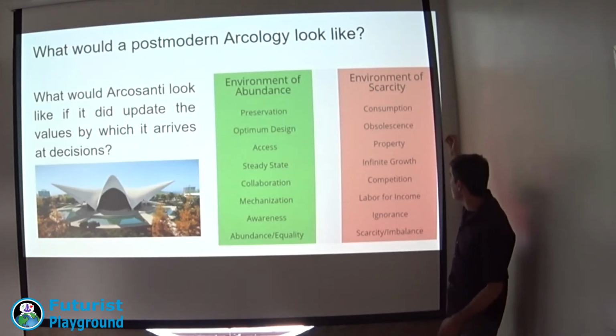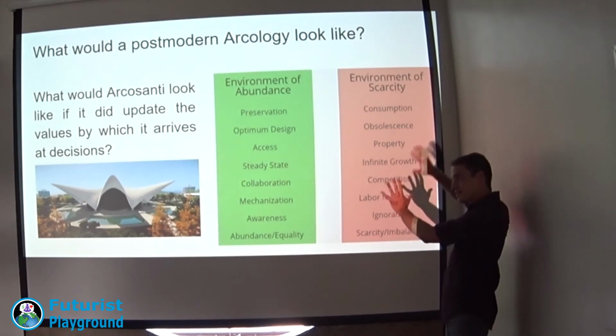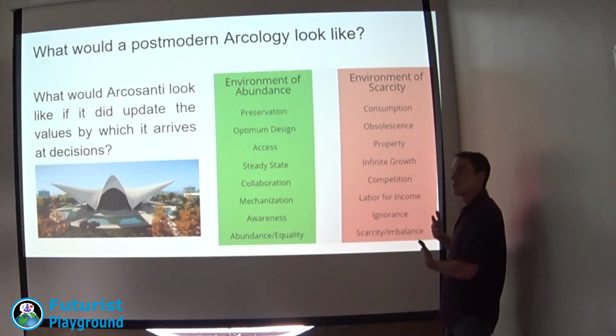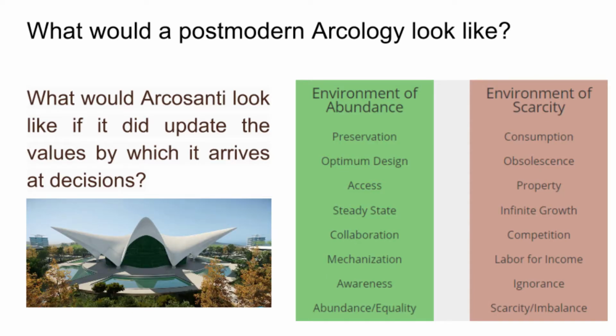So we go from an environment of scarcity, which is consumption, and this isn't all necessarily just, by the way, attacking Arcosanti. This is a bigger vision for what modern society looks like. But in many ways, Arcosanti does operate as a lot of other organizations do. So I'm not trying to be rude. But we have a consumption, obsolescence, property, infinite growth, competition, labor for income. Again, I don't mean to think this is a negative thing for Arcosanti. But what it creates is an environment of abundance, or preservation, optimal design, access to steady state collaboration, mechanization, awareness, and abundance and equality. And there are areas for improvement here that we can definitely talk about other times.